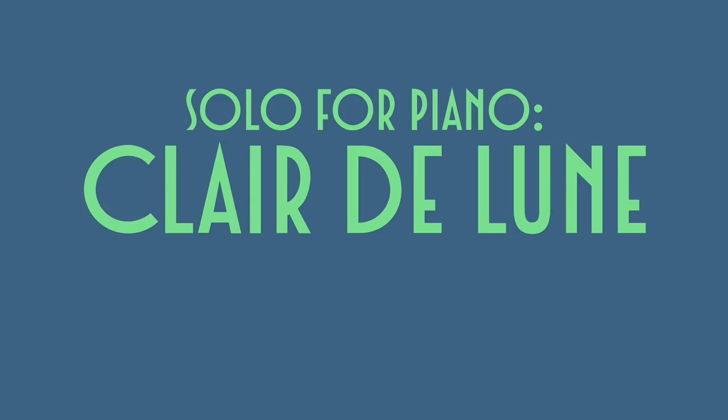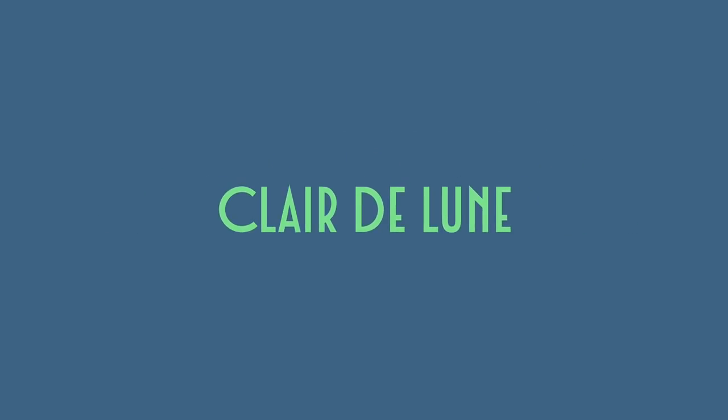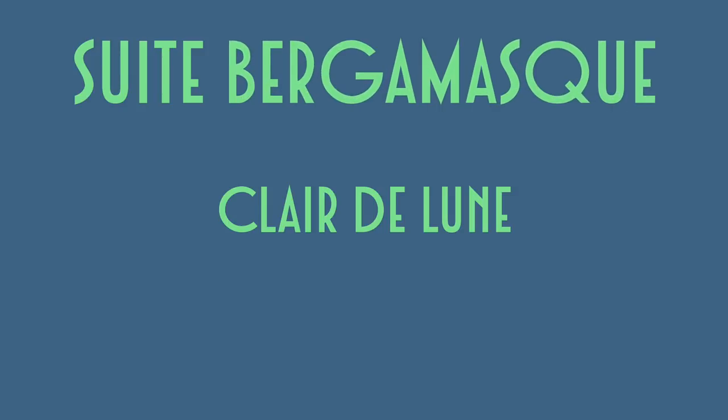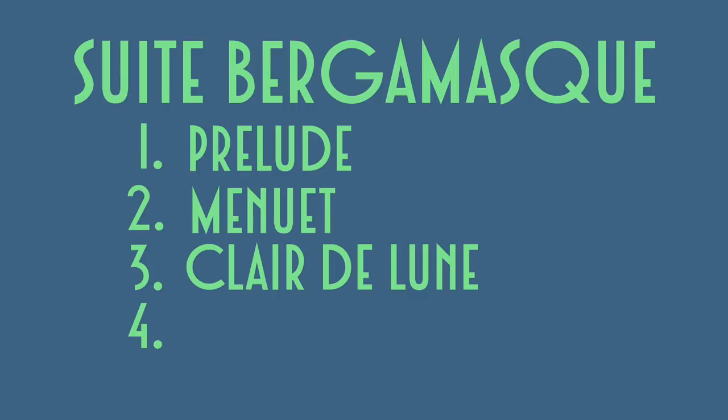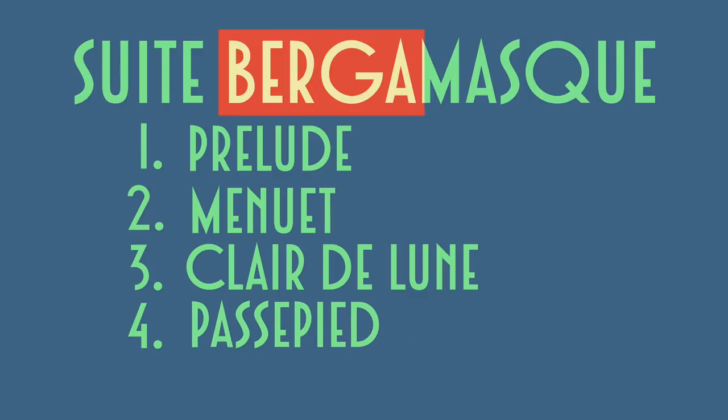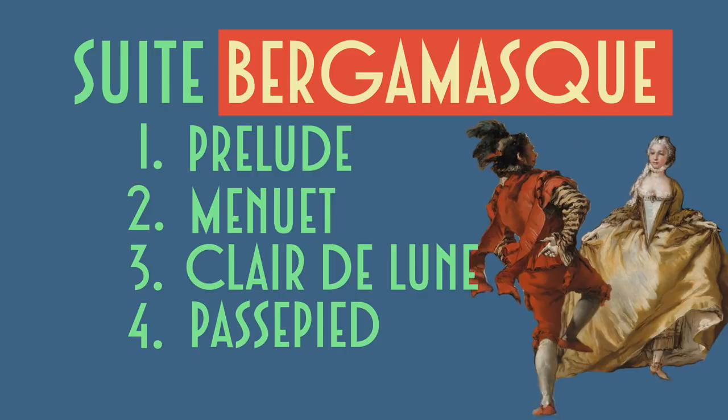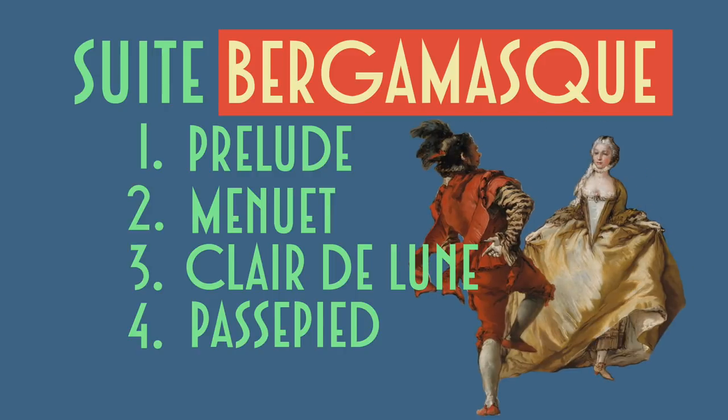Even though Clair de Lune is one of Debussy's most popular piano works, it's actually not a piano solo. It's part of a larger collection called Suite Bergamasque. The suite is made of four pieces: Prelude, Minuet, Clair de Lune, and Passepied. The Bergamasque mentioned in the title refers to a type of medieval dance. This may explain why two of the other movements are named for dances common in 16th century France.